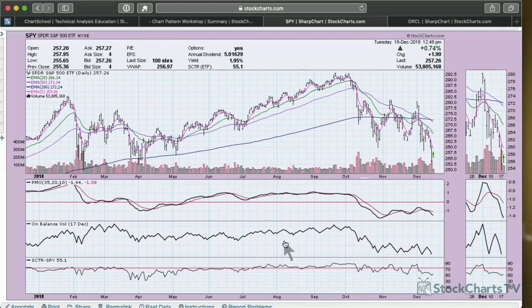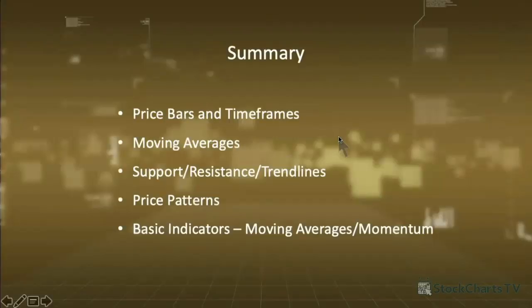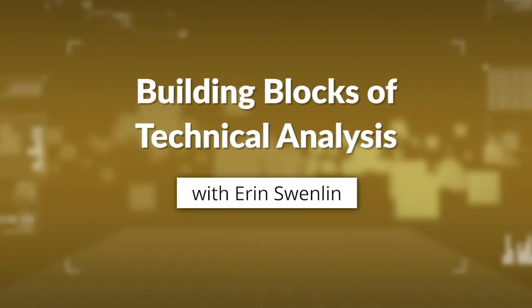So let's take a summary. I covered price bars and time frames, and again, I know I did this really fast. We looked at moving averages. We looked at how to draw a support or resistance line and trend lines. We looked at a few price patterns, and obviously there are plenty more out there. And then I showed you some of the basic indicators, moving averages, momentum. We also looked at volume. So that pretty much concludes my building blocks of technical analysis. Like I said, I hope it helped some of those beginners out there.